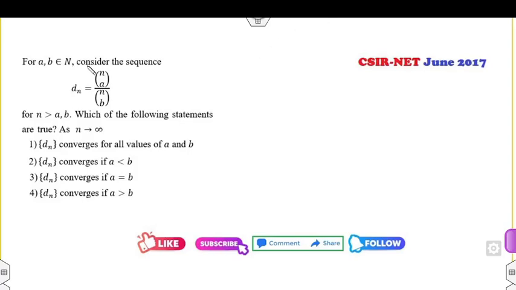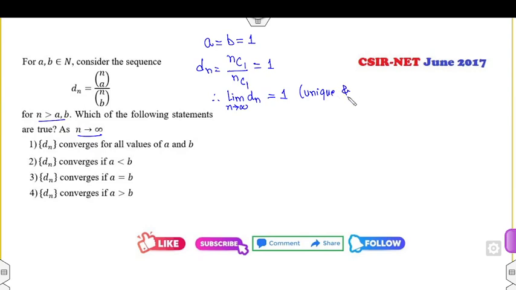Okay, let A and B be natural numbers. Consider the sequence defined when n is greater than AB. Convergence when n approaches infinity depends on the condition on A and B. Firstly, I can assume A and B are both equal. What is my Dn? NC1 over C1, that is 1. So therefore, the limit of the Dn as n approaches infinity is 1, which is unique and exists. That means this is convergent. When A is equal to B, converge.